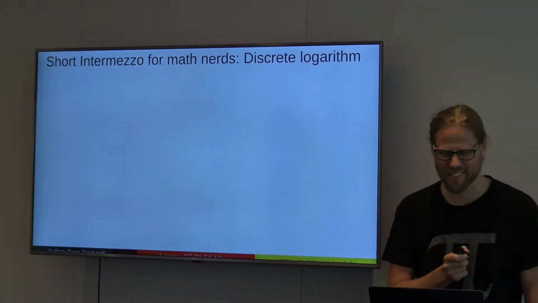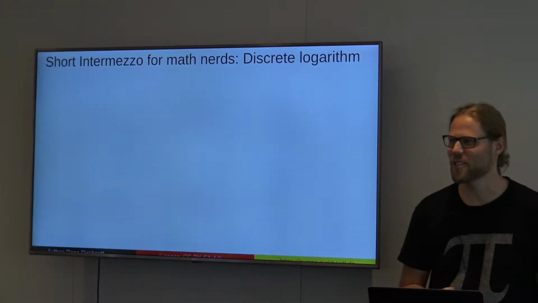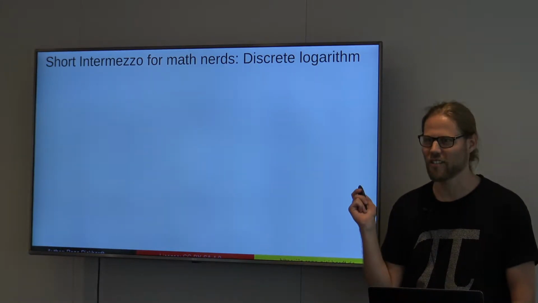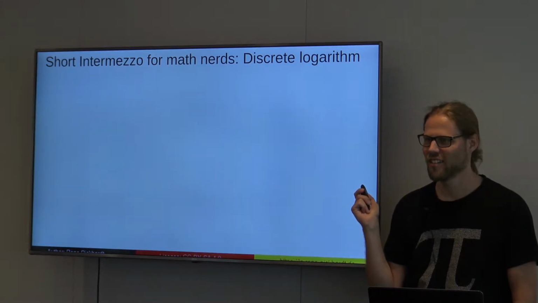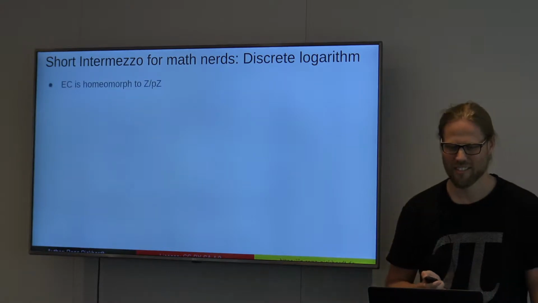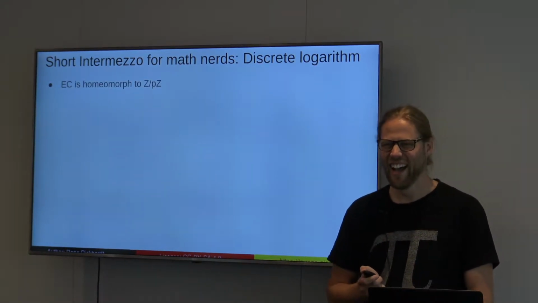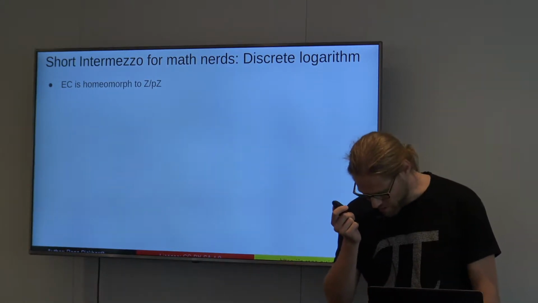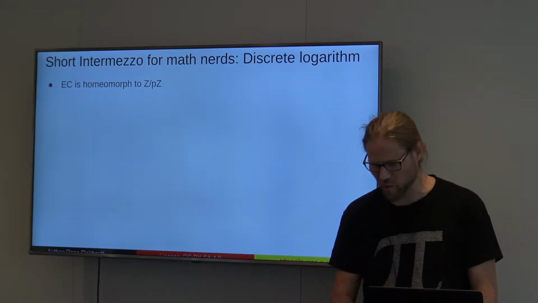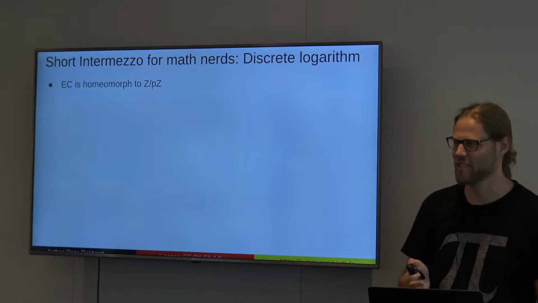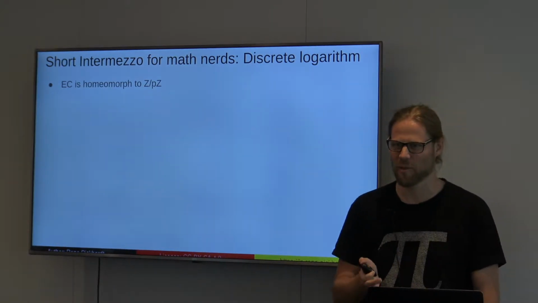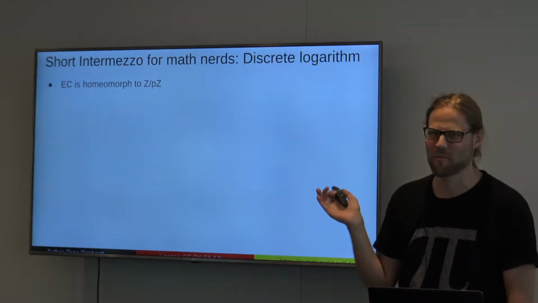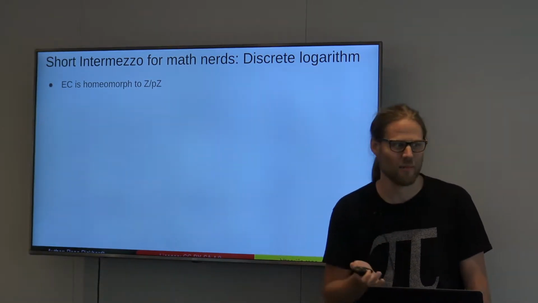A short intermezzo for math nerds about the discrete logarithm, because I think everybody who is interested in this, you saw this last week already. Discrete logarithm. All right. I'm strong to say that everybody should really be aware of this, because this is where the entire worth of Bitcoin comes from. As soon as we solve the discrete logarithm problem, Bitcoin basically instantly becomes worthless.